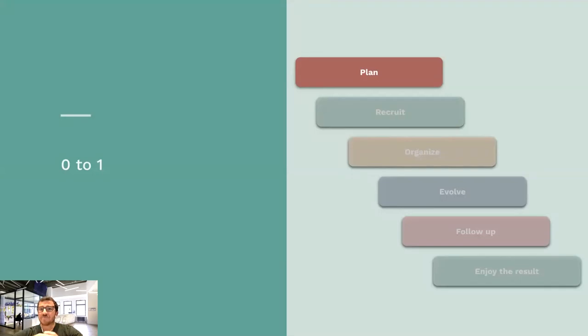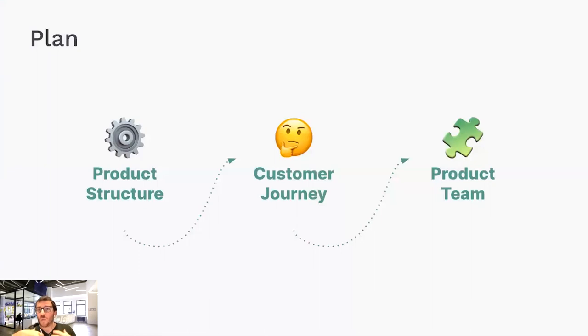0 to 1. We will start with how we can make a plan for our product team. Imagine you are the only person and you'd like to create a product team. For me, these 3 steps worked very well. First, try to think about the product structure. You can look at the market and talk with many group product managers and other product team leads, and see how they organize their product structure.